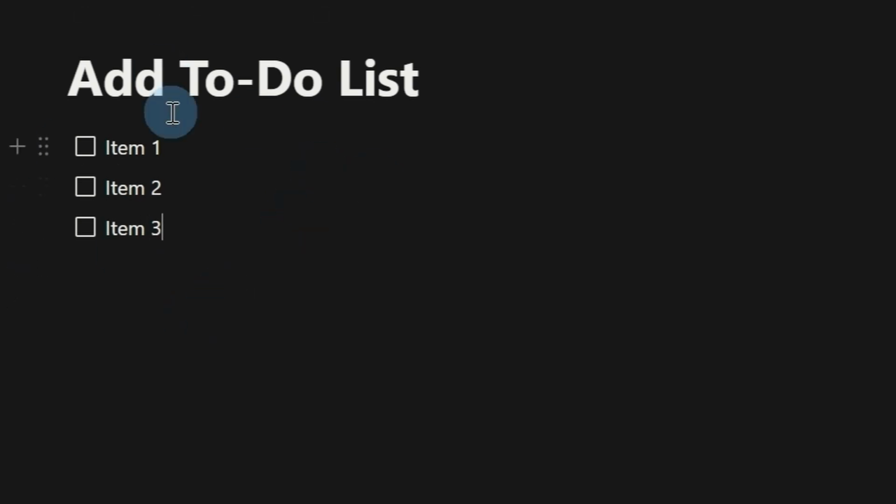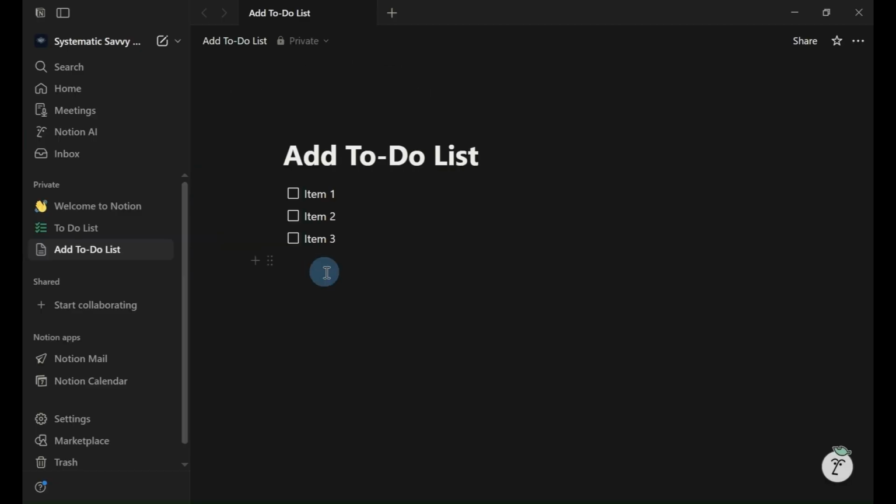When an item is complete, click the checkbox to mark it as done. A tick will appear. Click it again to remove the tick. That's how you add a to-do list in Notion.